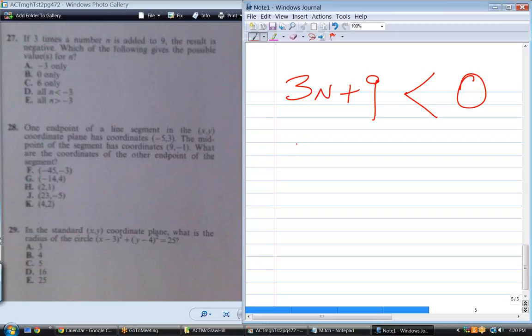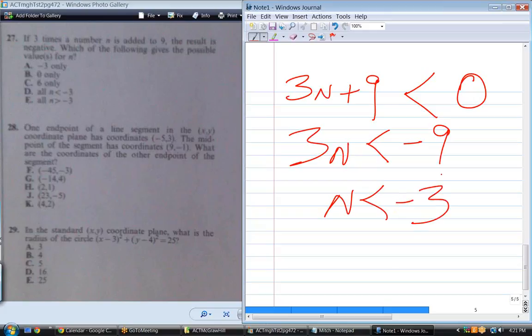Step by step. So 3n is less than negative 9. So n is less than negative 3. Okay. It's answer D. All right.